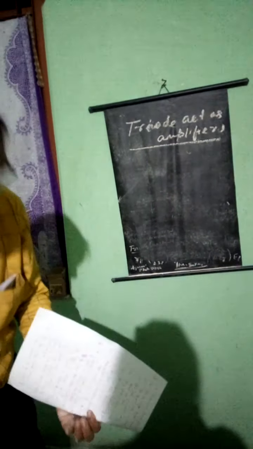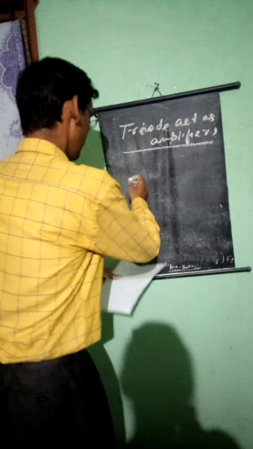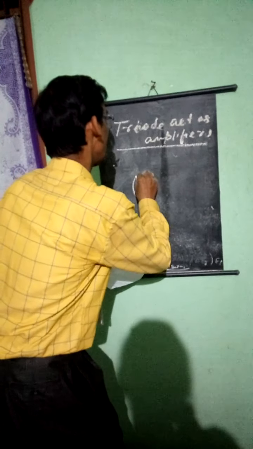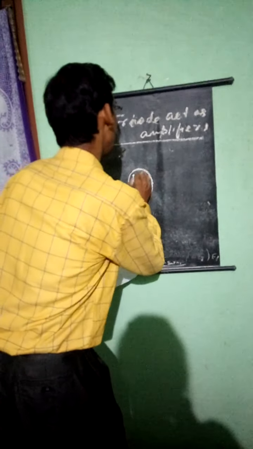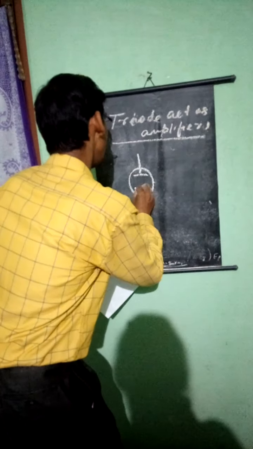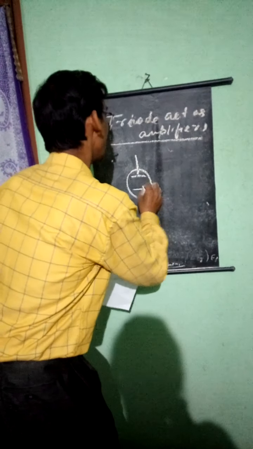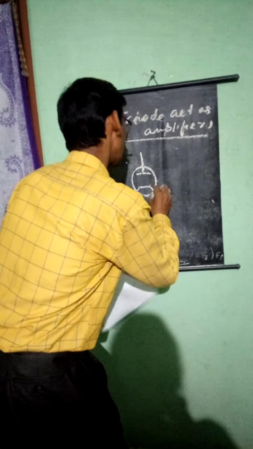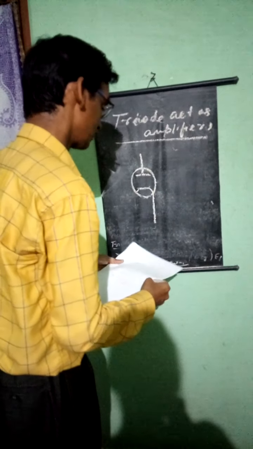Triode acts as the amplifier. Let us draw the simple circuit. Your books may give some complication, but you can go through this one. Suppose this is the symbol of a triode, with a plate. This is called a cathode.